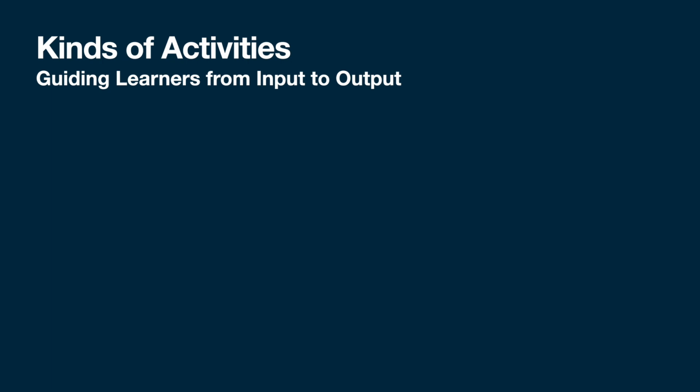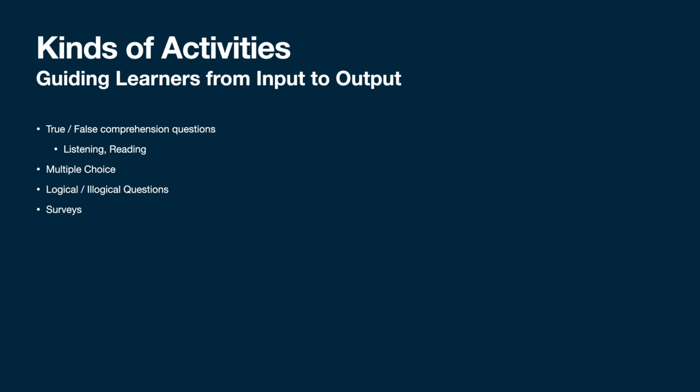There are a bunch of kinds of activities that you can make to guide learners from input to output. True or false comprehension questions, for example. These could be listening, they could be reading. Multiple choice questions. Logical or illogical questions. Surveys, there's lots of different kinds of surveys we can use. Sentence scrambles. Cloze sentences with a Z.